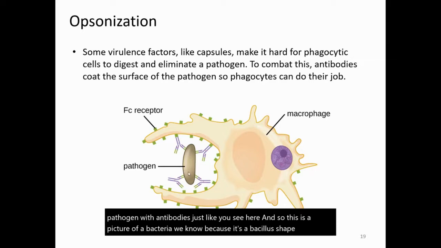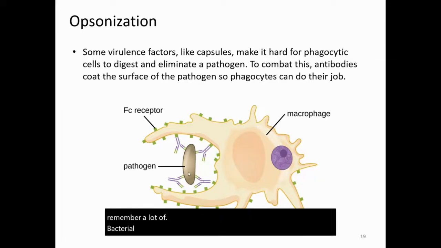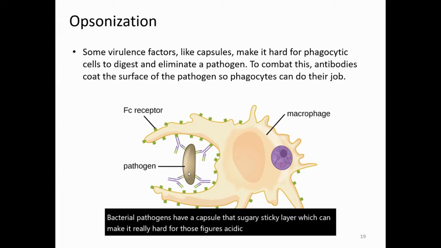And remember, a lot of bacterial pathogens have a capsule, that sugary sticky layer, which can make it really hard for those phagocytic cells to attach to. And so opsonization is how we fight back against that capsule. By covering that pathogen with antibody, we're essentially giving this phagocytic cell handles for it to grab hold of. Do you see how the phagocytic cell is actually grabbing on to the antibodies? So that's going to allow that pathogen to be phagocytosed and eliminated.